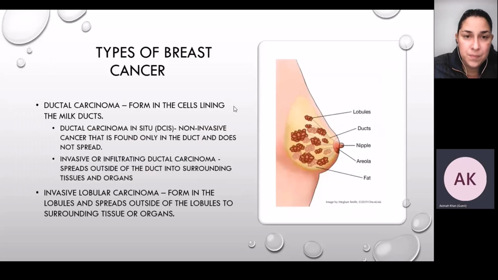Breast cancer can occur in the ducts and in the lobules. As you can see in the figure, the ducts have two types of cancer. You can have invasive cancers and non-invasive cancers. Invasive cancers spread through surrounding tissues and organs, and non-invasive cancers can only be found in the ducts or the lobules. Sorry.